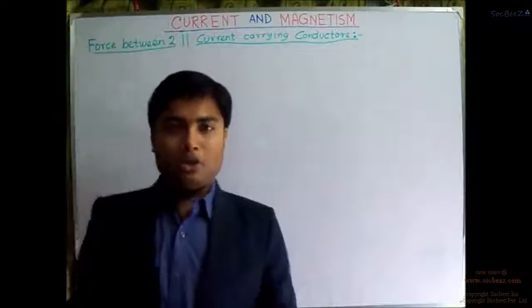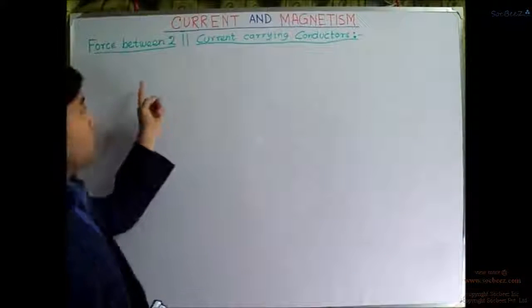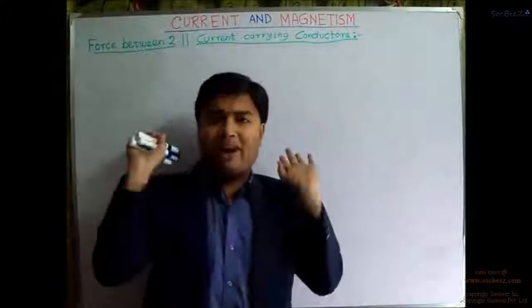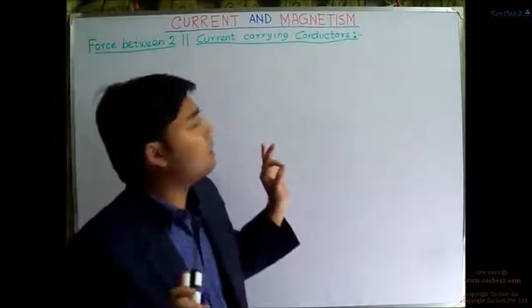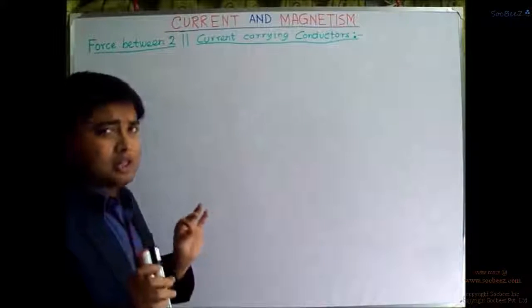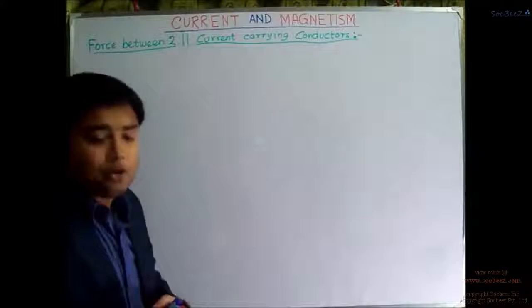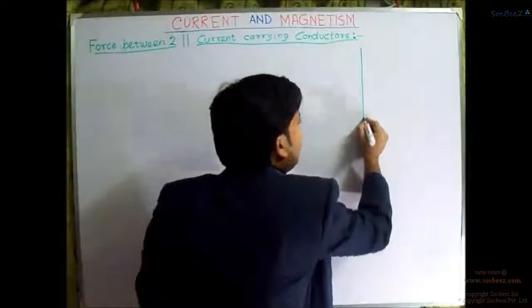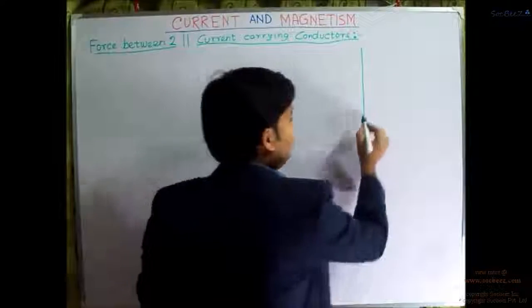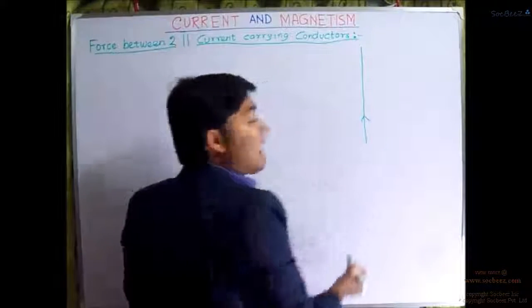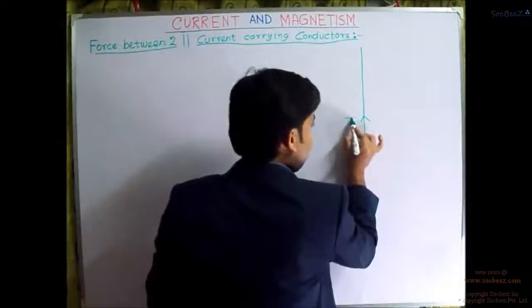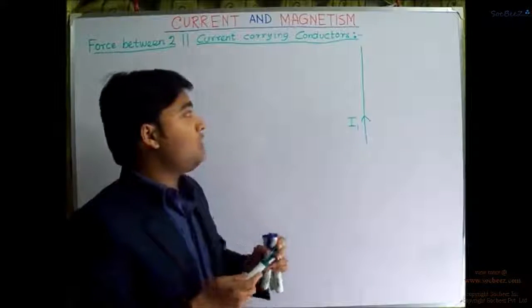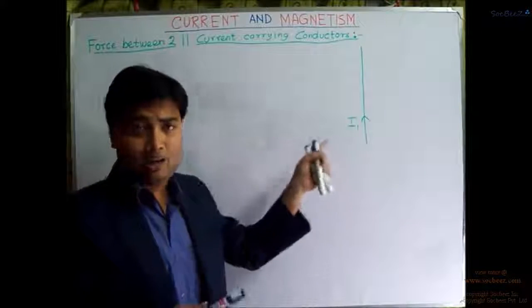Now we shall be looking into the concepts of what would be the force between two parallel current carrying conductors. Forget about two parallel current carrying conductors. Just now concentrate on one current carrying conductor. Say for example, this is the current carrying conductor, and the current flowing is I1. The length of this conductor is L.